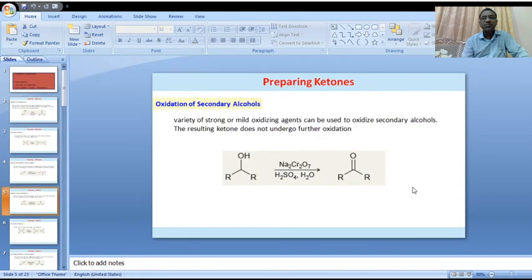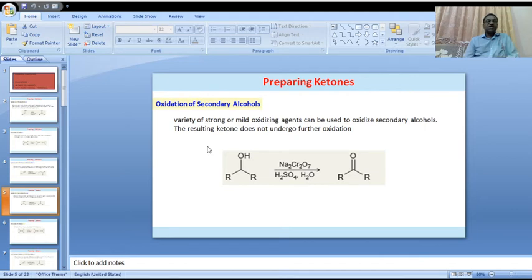But here, for preparing ketones, we are using secondary alcohols, and in the presence of a mild oxidizing agent or a variety of strong or mild oxidizing agents. The suitable oxidizing agent is sodium dichromate in the presence of sulfuric acid. Oxidation of secondary alcohols.